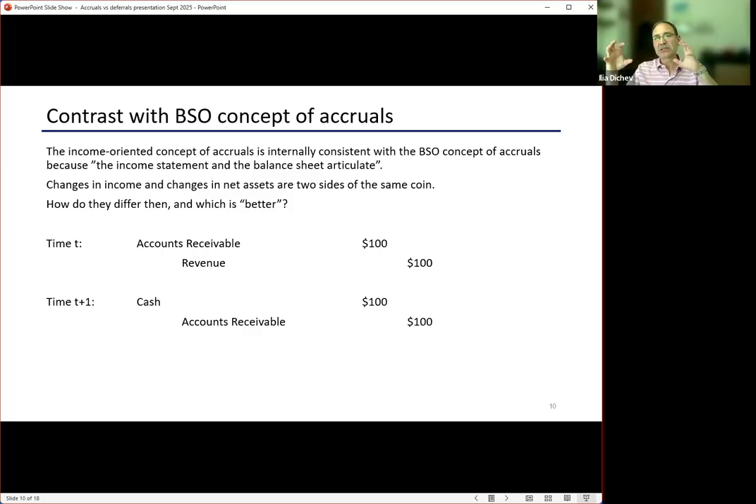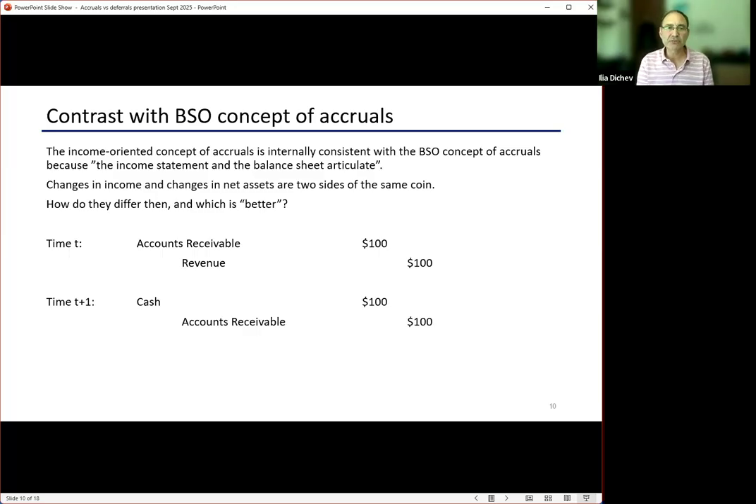So let's see, how does this fit with the balance sheet concept of accruals or asset liability, or Sudipta will say that the cash flow doesn't matter so much. Well, it fits together in the sense that these are two sides of the same coin, right? Because the income statement and balance sheet articulate, and income changes track to the changes of net assets. We know this. So in some sense, they're the same thing. They're consistent with each other, right?